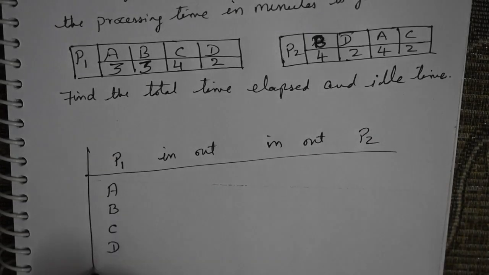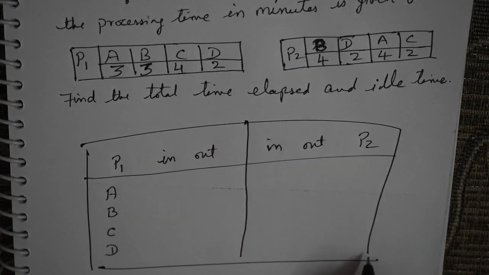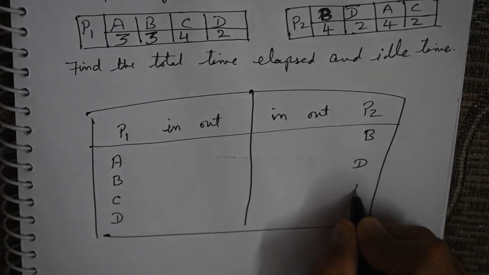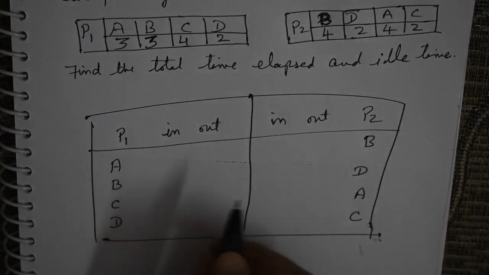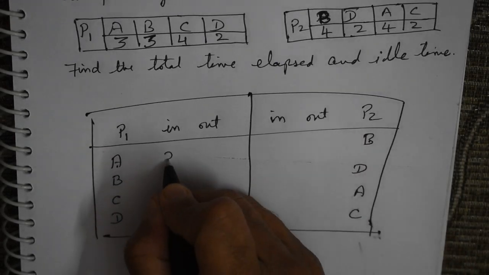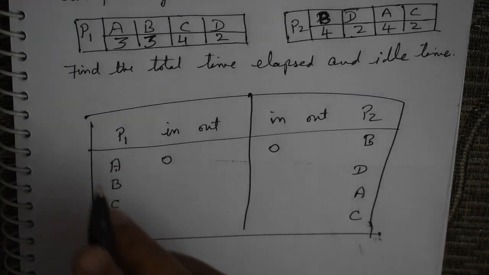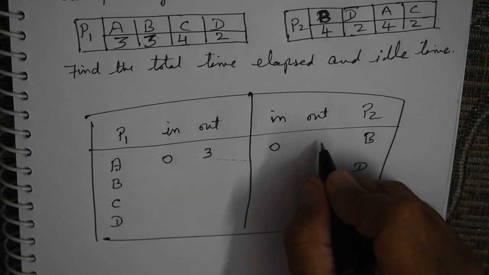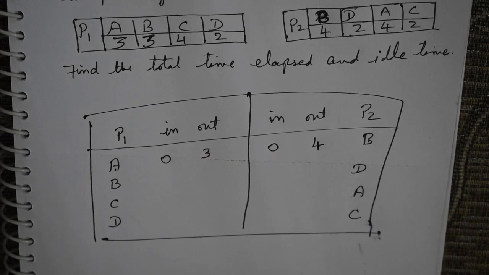So P2, B, D, A, C. Now for P1 the first machine is A, for P2 the first machine is B. That means we can start both the jobs at the same point of time. P1 takes 3 minutes in machine A and P2 takes 4 minutes in machine B.